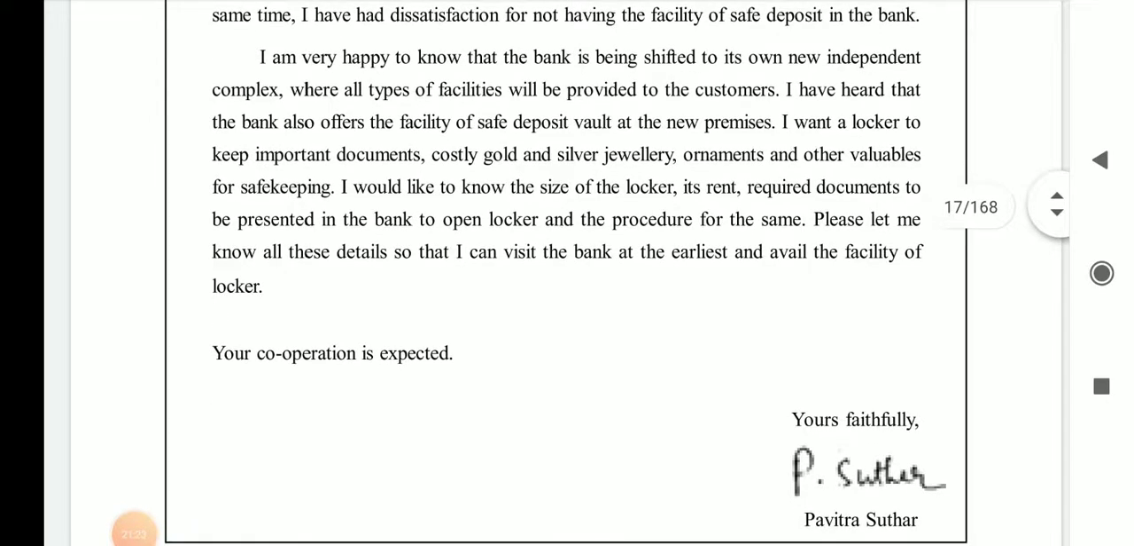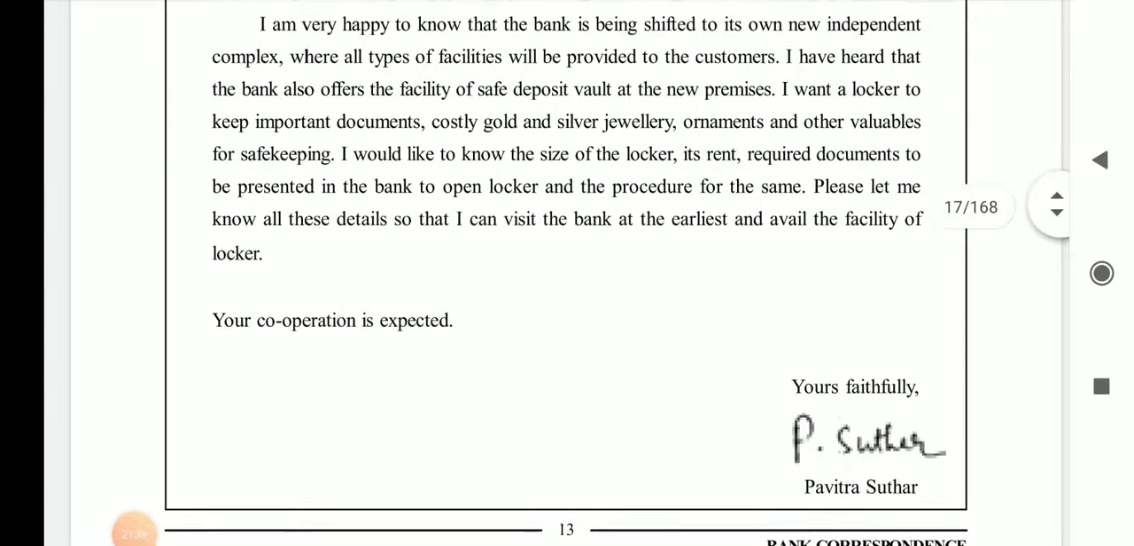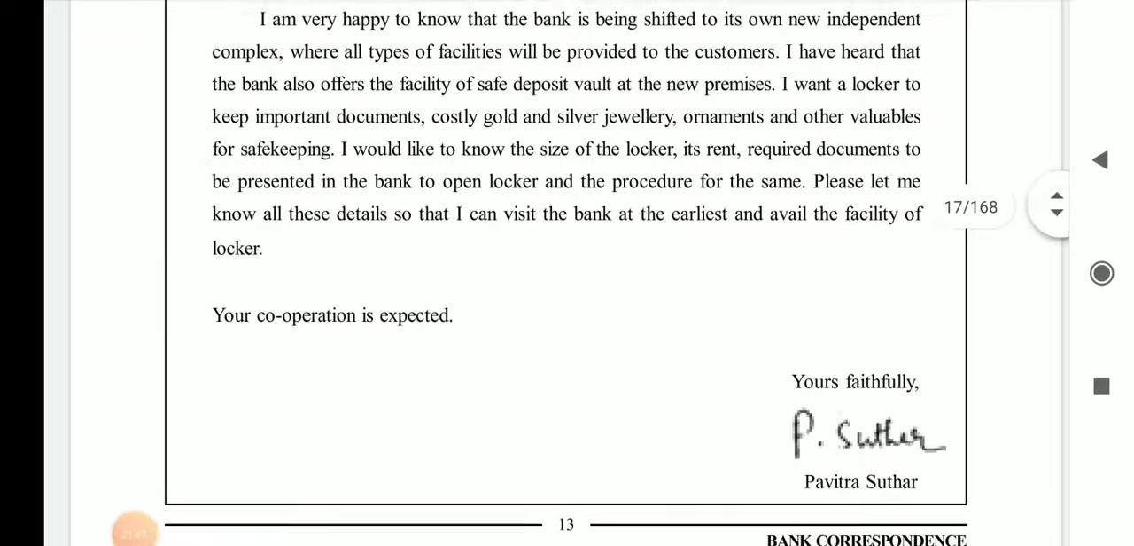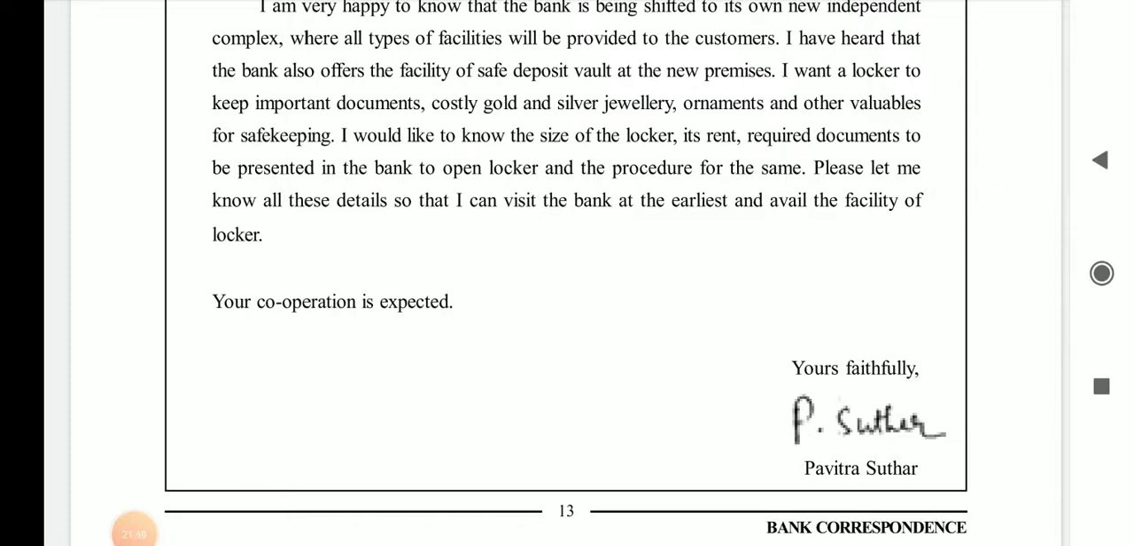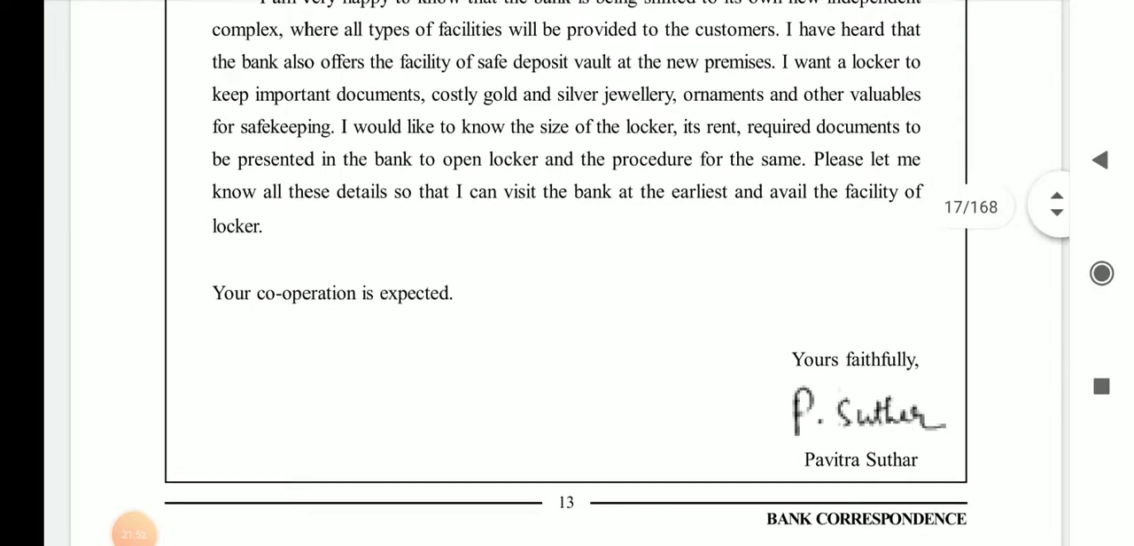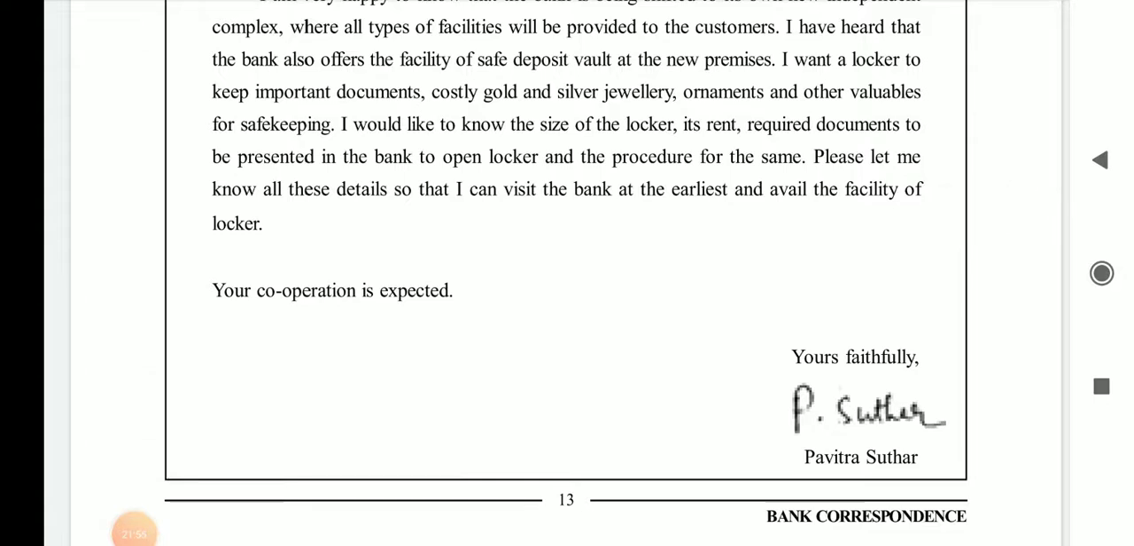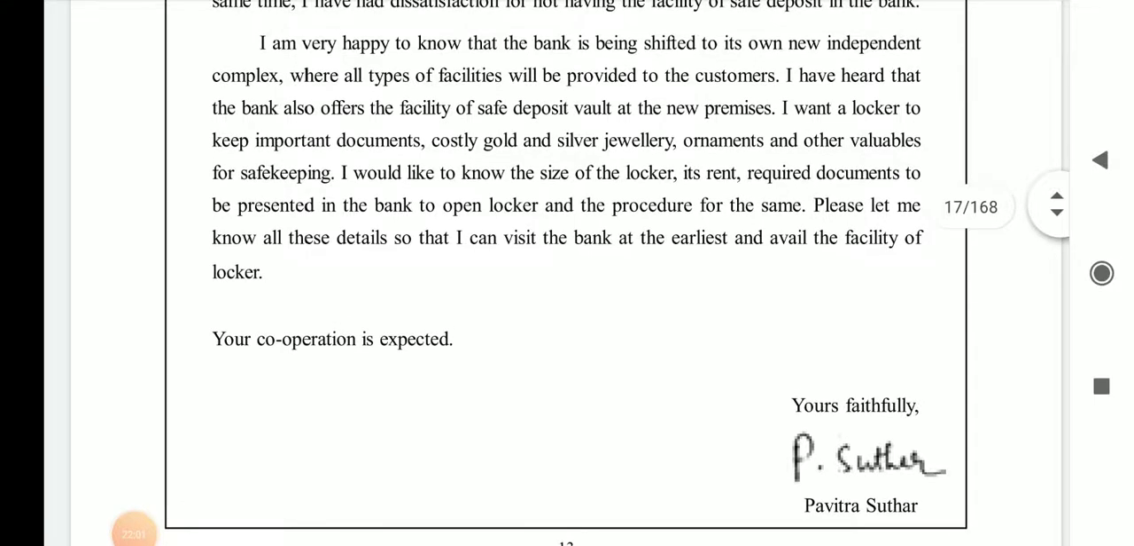I am very happy to know that the bank is being shifted to its own new independent complex. That means the lady is very happy after knowing that the bank is going to shift its branch to the new independent complex where all types of facilities will be provided to the customer. That means in the new independent complex every person gets the facilities which were not provided previously. Now all types of facilities will be provided.